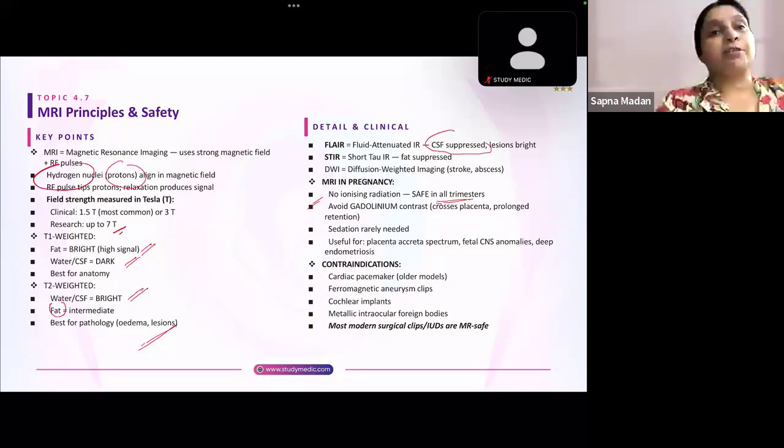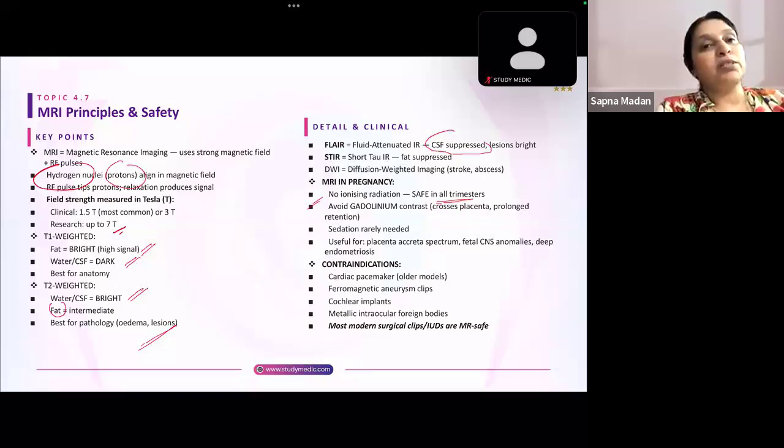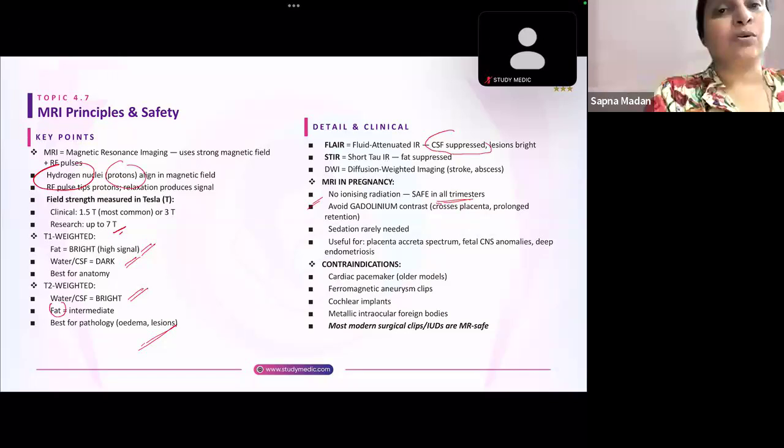What are the contraindications for MRI? If the patient has older models of cardiac pacemaker, if they have ferromagnetic aneurysm clips, if they have any cochlear implants, if they have metallic intraocular foreign bodies. But most modern surgical clips, IUDs, they are MRI safe. Okay, even the heart valves, if they are replaced, so if they are biological valves, then the patient can go in the MRI machine safely.